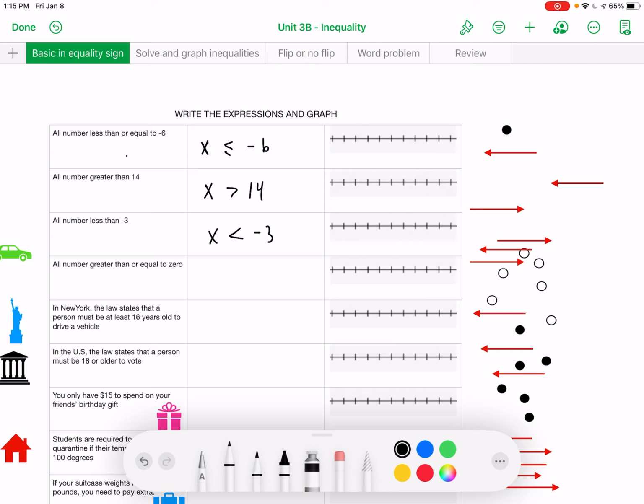In New York, the law states that a person must be 16 years old to drive. So here I'm going to say, to get your driver's license, you must be, I skipped this one, sorry. I'll do that one. New York, to drive, you must be at least, so that means that you have to be 16 or greater than to drive.